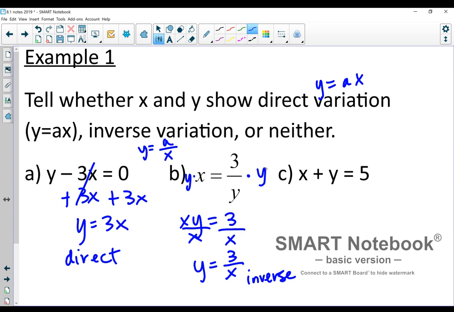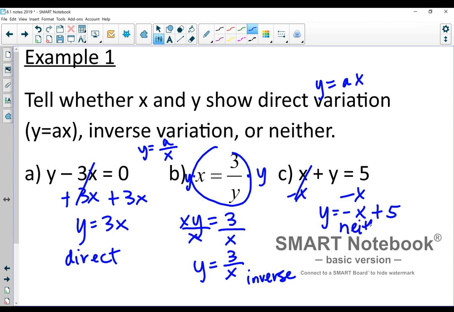So again, now that you've seen how this works, if you see a different one that has an x equal and the y in the denominator, you'll know that's inverse, but the first time it's kind of nice to solve it out. Last one, when I subtract x, y equals negative x, but I have plus 5. So because there is basically a y-intercept here, a y-intercept of 5 and a slope of negative 1, it will be neither.